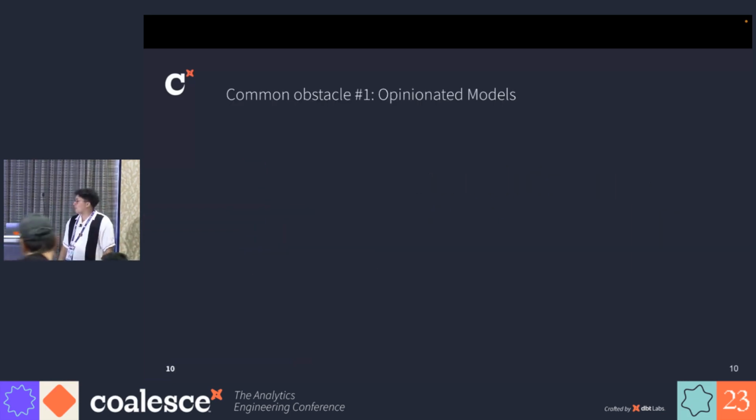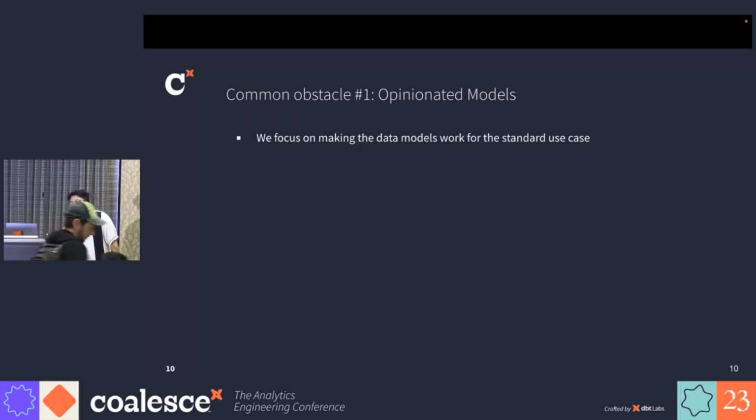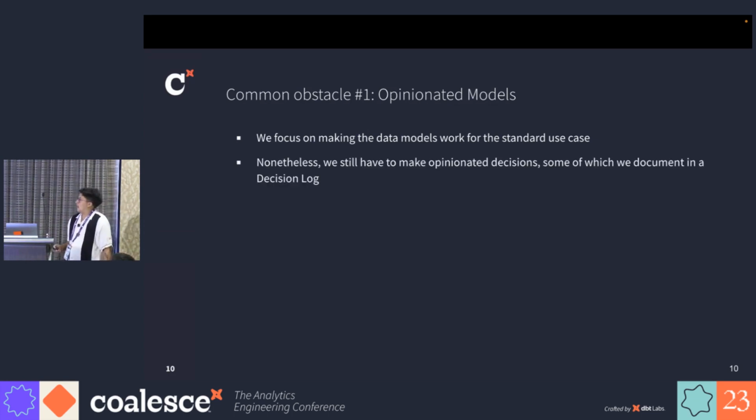So the first obstacle we have is opinionated models. The packages really aim to satisfy the standard use case. If we can get you 80% of the way there, we feel like we've succeeded. But nonetheless, we still need to make opinionated decisions. Some of the most complex and significant of which we document in decision logs in our repositories.